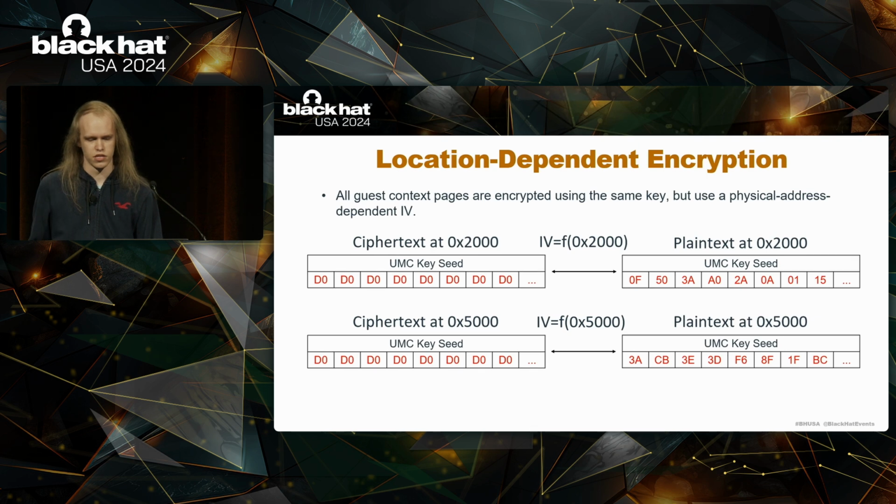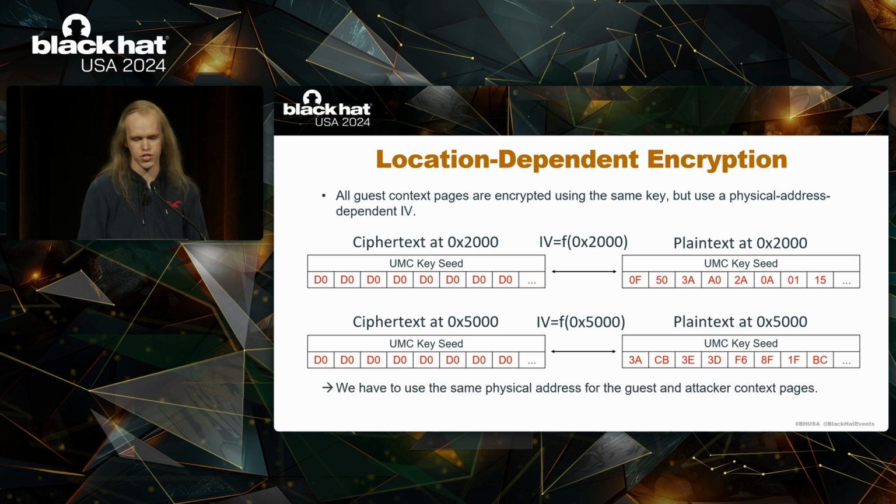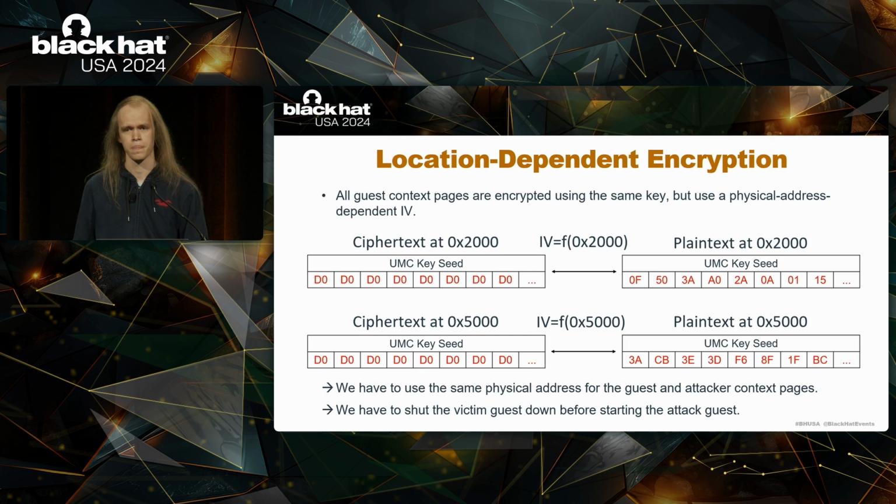And so the takeaway from this is that if we want to do this, we have to use the same location for both guest context pages. However, obviously, there's no way to have two things at the same location. And so what we really have to do is first shut down the victim guest. And only after it's been shut down can we create a second guest context page at that same location, so that the location-dependent encryption is the same, and so that we get the same fixed plaintext out.